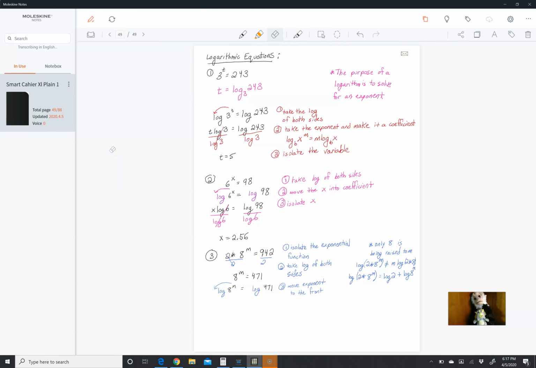So this gives us m times the log of 8 is equal to the log of 471. And then we can divide both sides by the log of 8. So we're just isolating that variable.